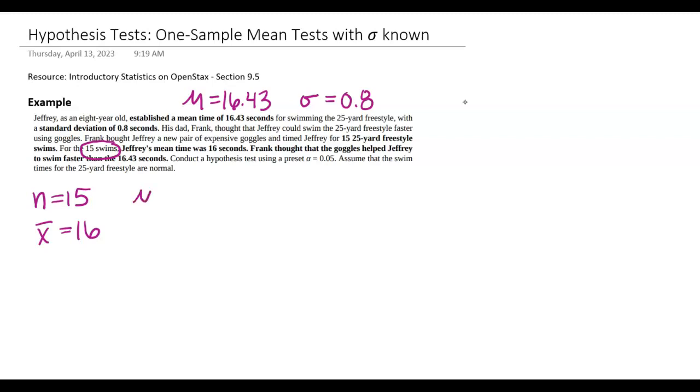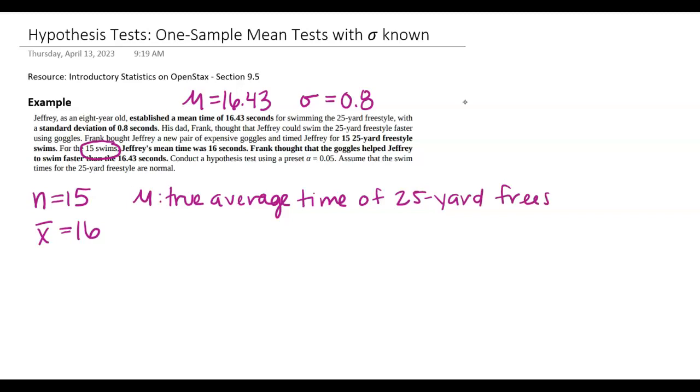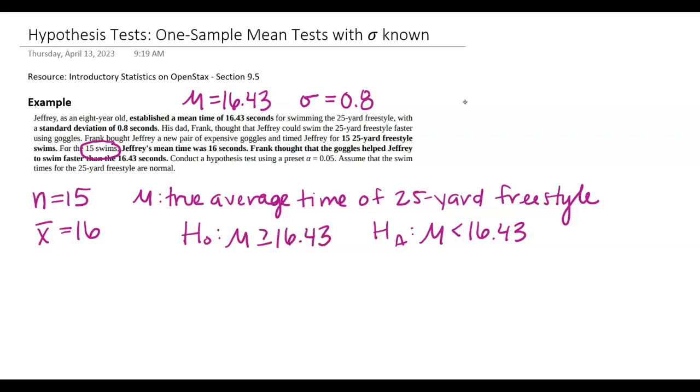So again, mu is the true average time of 25-yard freestyle. And I need to set up my null and alternative hypothesis. Well, what am I trying to prove? I'm trying to prove that the mean is less than his established mean. And so the opposite of that is my null hypothesis.